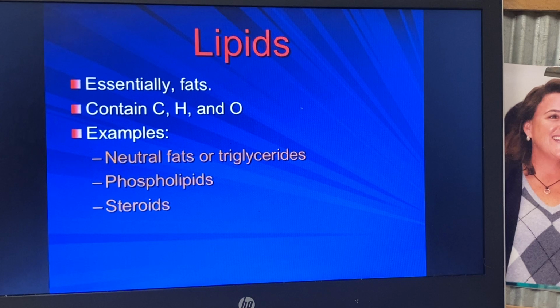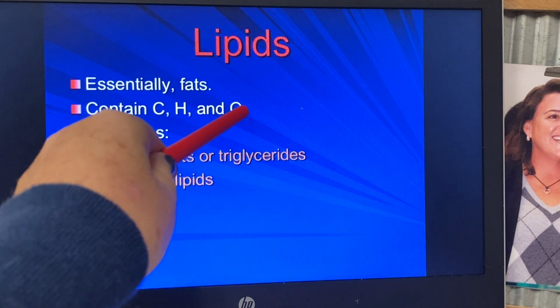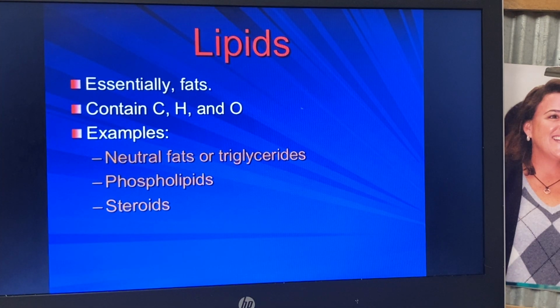Just like carbohydrates, they're pretty simple in terms of their atomic structure. They're made up of carbon, hydrogen, oxygen. Maybe we stick in an additional nitrogen or a phosphorus once in a while. But yeah, in terms of how many atoms they're made up of, pretty simple. So here are some examples of lipids, what we call neutral fats or triglycerides.